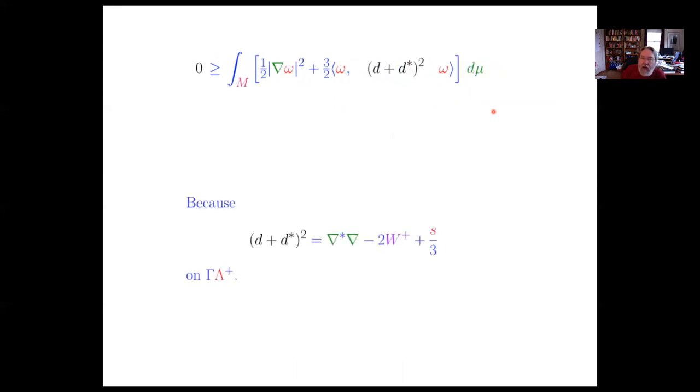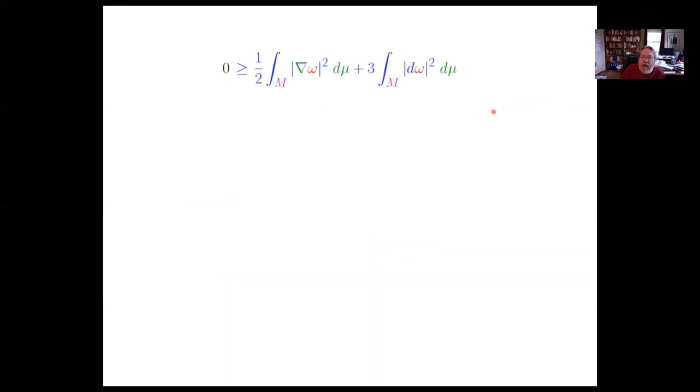And then remember there's a Weizenbach formula for the Hodge-Laplacian on self-dual two-forms on a four-manifold. This ends up telling us that 0 is greater than or equal to half of the covariant derivative squared of omega plus 3 times d omega squared. Well, that means that the covariant derivative of omega is 0. This rescaled metric has to be Kähler.